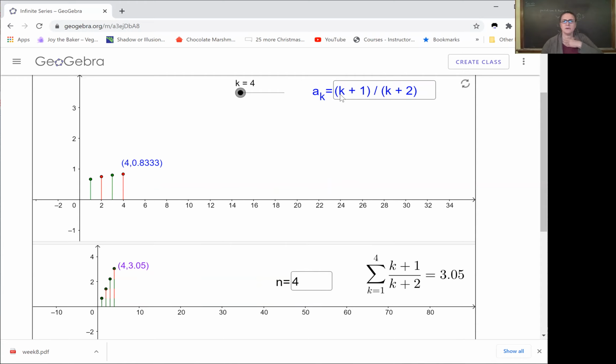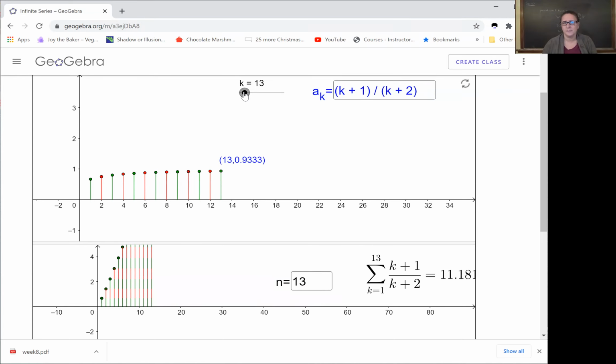So now if I look at this sequence, I kind of know what this sequence is doing. K plus 1 over K plus 2, we've seen it. If I look at just the sequence of points, it's getting pretty close to 1. And we can see that just by taking the limit here. We know the limit's going to be 1. By 20, I'm pretty close to 1. So that's what the sequence is doing.